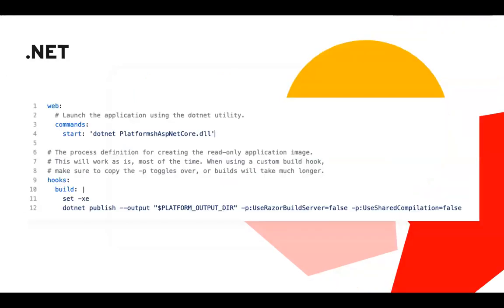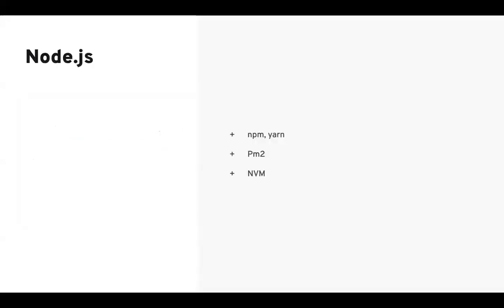NET, same thing. Web commands, .NET platform ASP.NET Core DLL, which is something that we've provided. And then to build, there at the bottom at line 12, you see the one command, dotnet publish, which is configured to compile and publish the .NET code that it finds into its own .NET server. There you go. Just very briefly on Node.js, because that's very popular.